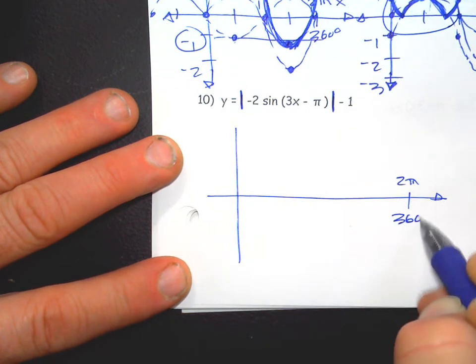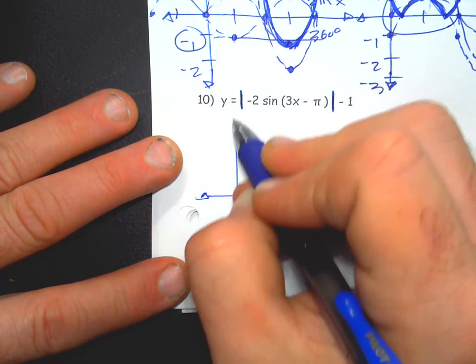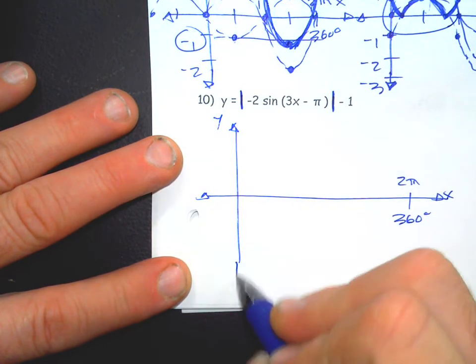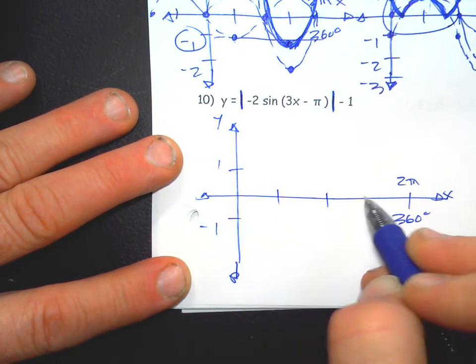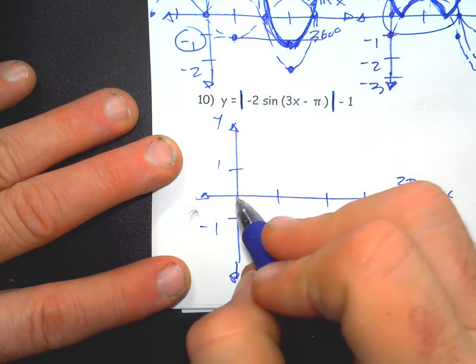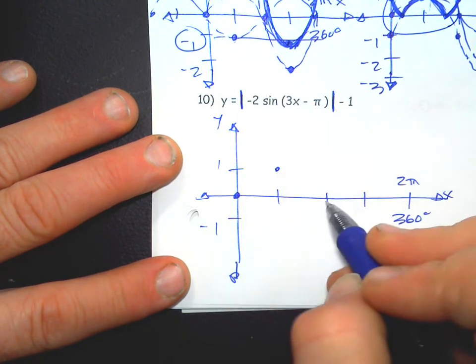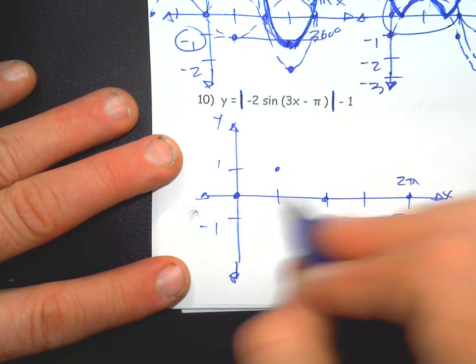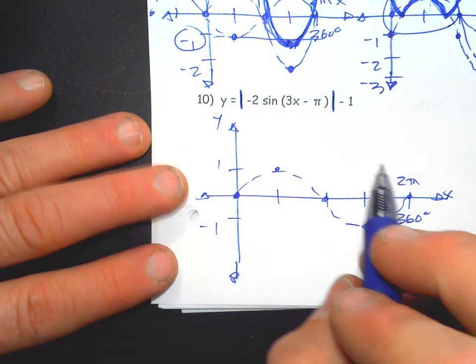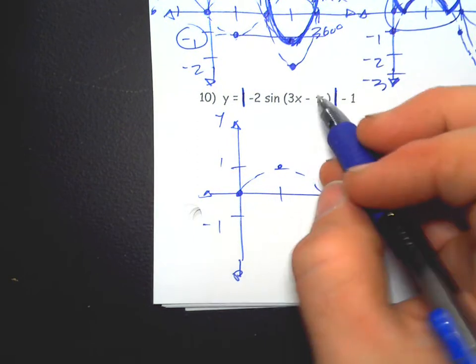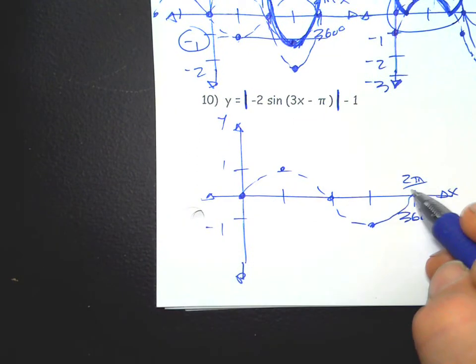All right, the first steps are the same for any of these graphs. Amplitude, period, cut in half, cut in half, cut in half. Now the sine, this is where it starts to depart. Sine looks like this. This is called the parent function. Okay, now this is interesting because the 3 will divide the period by 3.